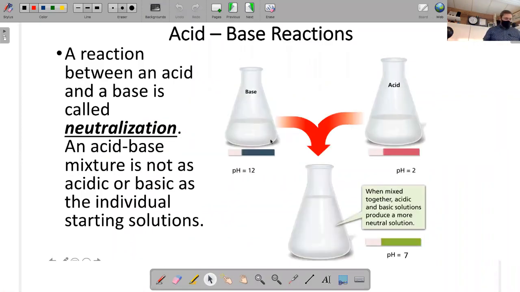Okay, so here's some things to know. It turns out that you can take an acid and a base and react them, and that type of reaction is generically called an acid-base reaction, but it's also called neutralization, because a solution that's neutral is one that has a pH of 7. It's neither an acid nor a base.